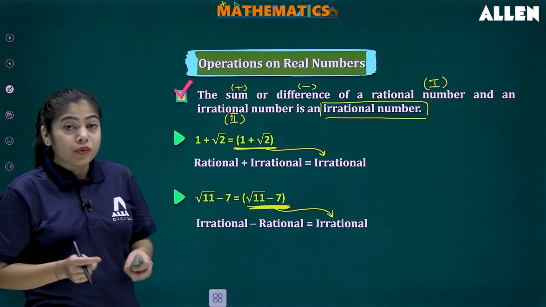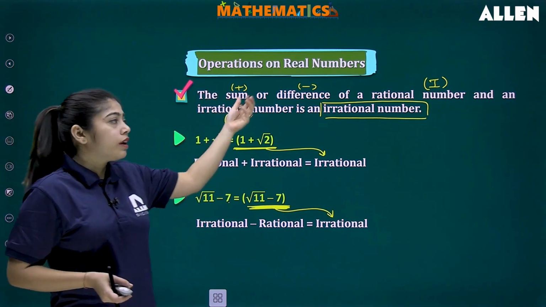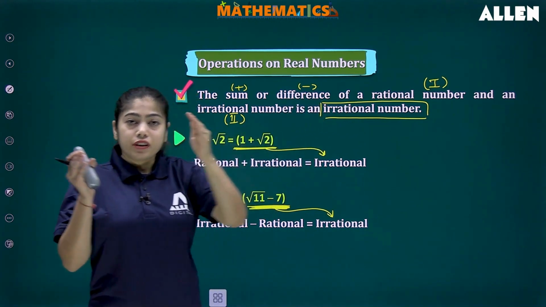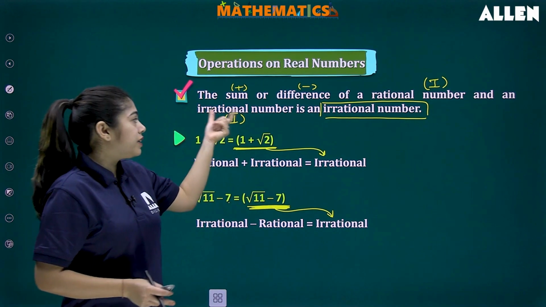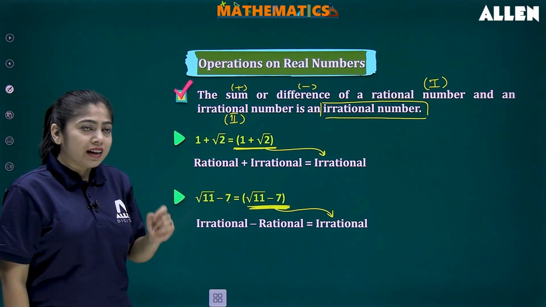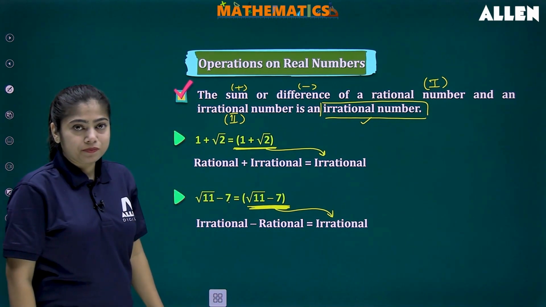So yes class, always remember, if we are finding out the sum, that means addition, or if we are finding out the difference of a rational and an irrational number, right? One number will be rational, another one will be irrational. Then the answer is always an irrational number, right?